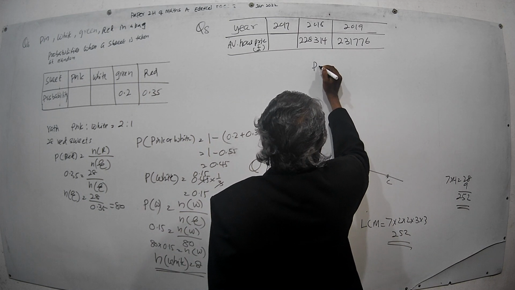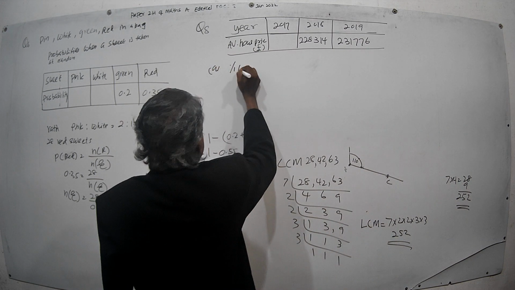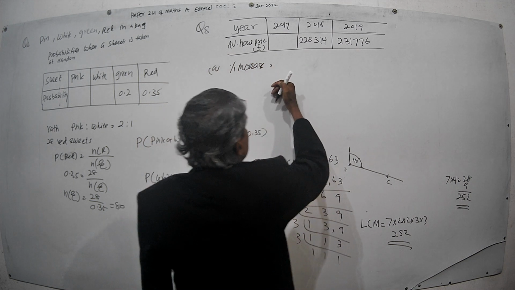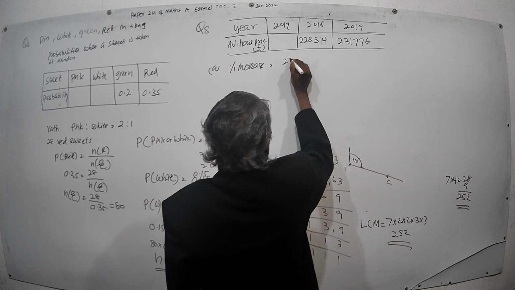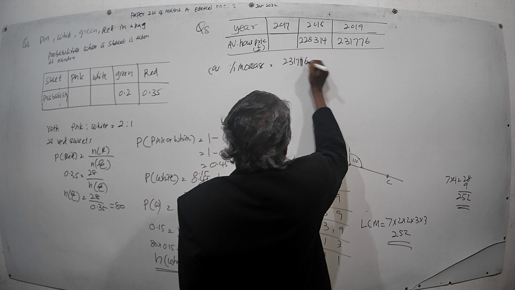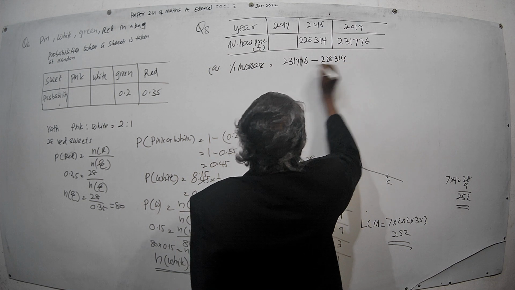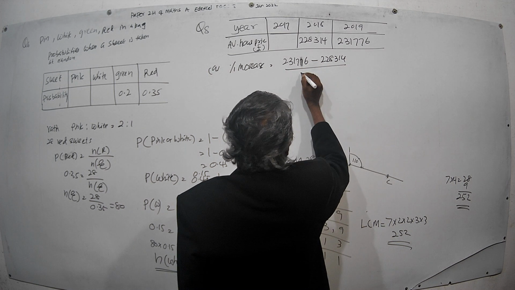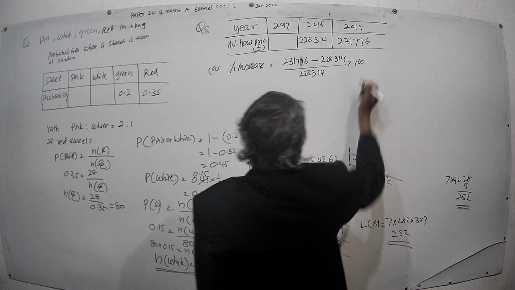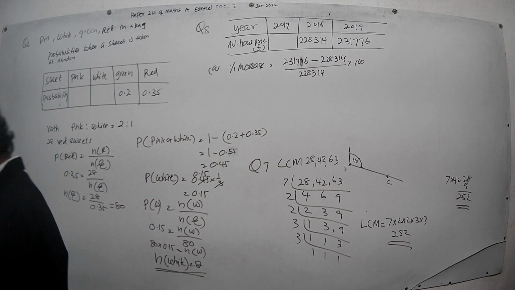Part A. You write percentage increase equals, you take this new value 231,776 minus this old, previous value, and divide by this previous value 228,340, into 100. So this is the calculation. Okay. Now we will use the calculator for that.